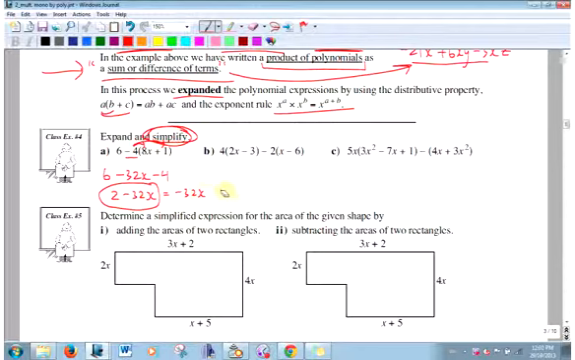Okay, they get bigger. They get uglier. Oh no, what do I do? Exactly the same thing. You just do it twice. Okay, 4 times 2x is 8x. 4 times negative 3 is minus 12. Negative 2 times x, minus 2x. Negative 2 times negative 6, positive 12.